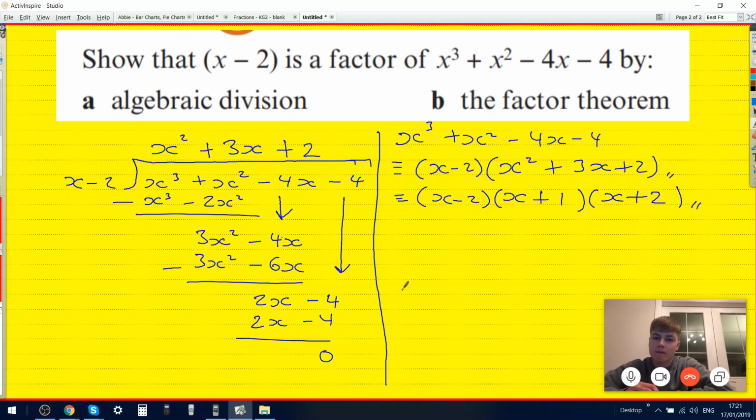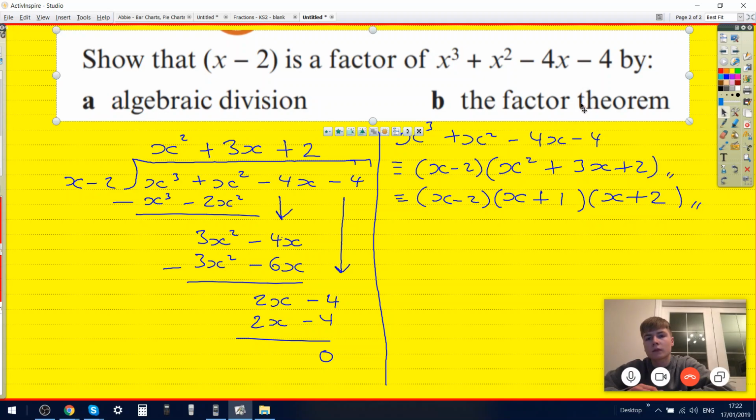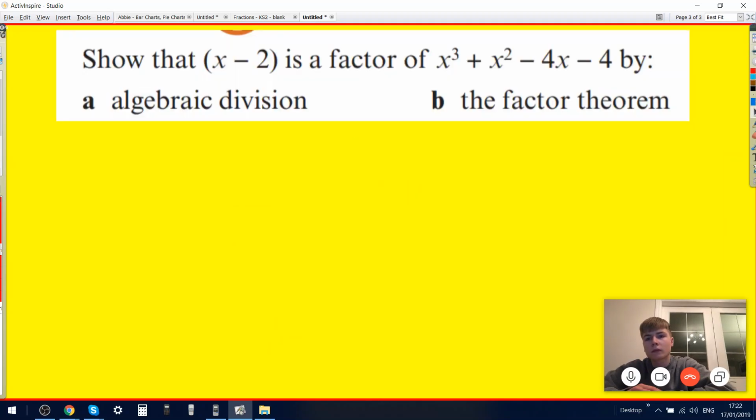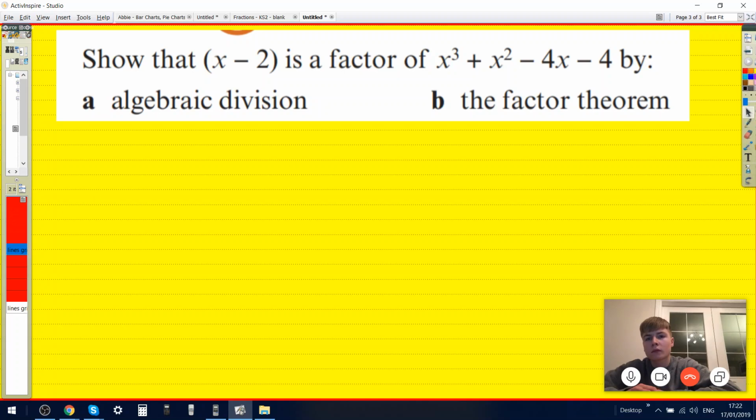And so, yeah, that's part of the reason why you use algebraic long division. It's so you can factorize something that's higher than a quadratic, like a cubic, quartic, whatever. Yeah. Okay, so it's a pretty involved process. The factor theorem makes it a bit quicker and easier. We'll use that and hopefully it'll be quicker.